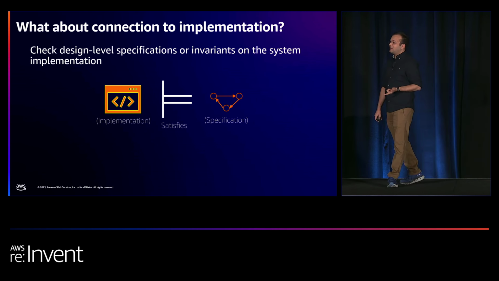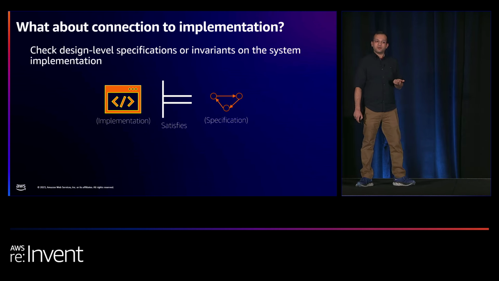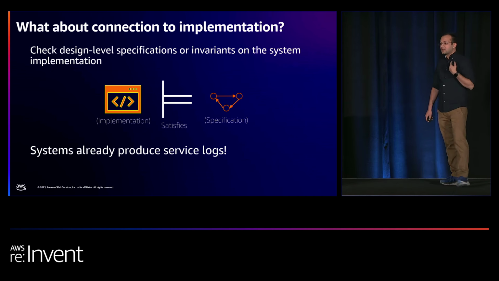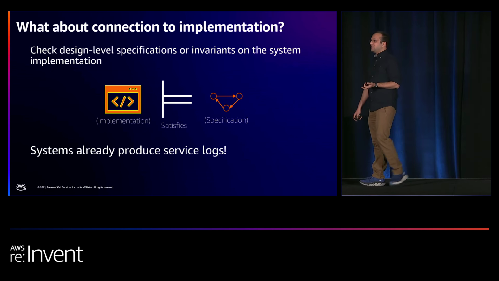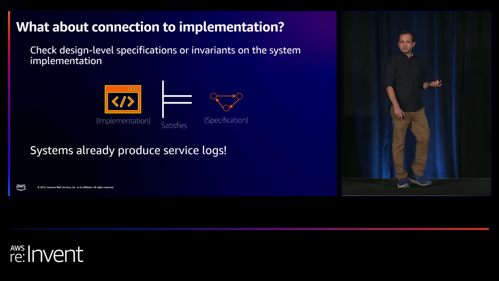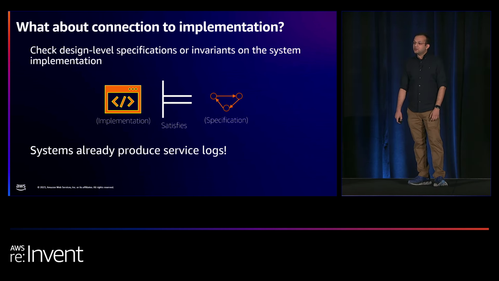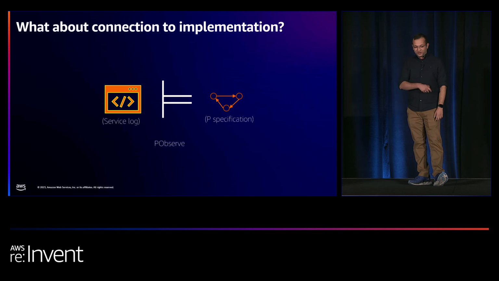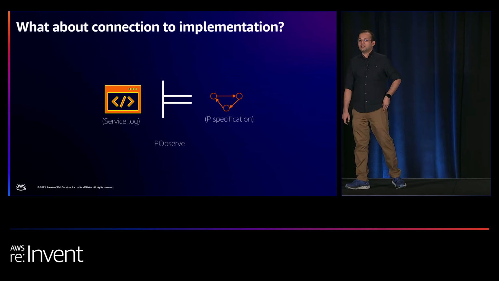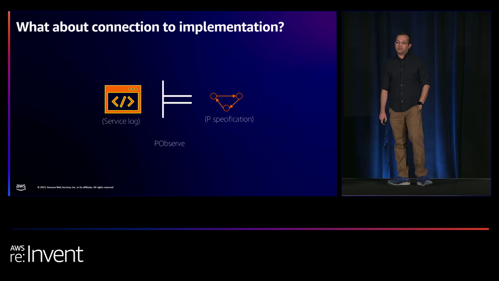The key insight here is that your system's implementation produces service logs, which capture the behavior of your implementation when you are testing it and when you are running it in production. So the way we solve this problem is we check that your service logs satisfy the desired design level P specifications.